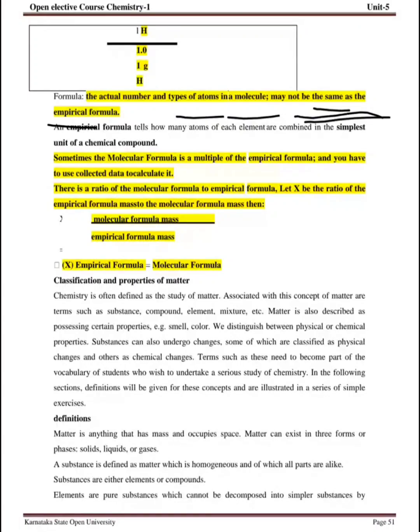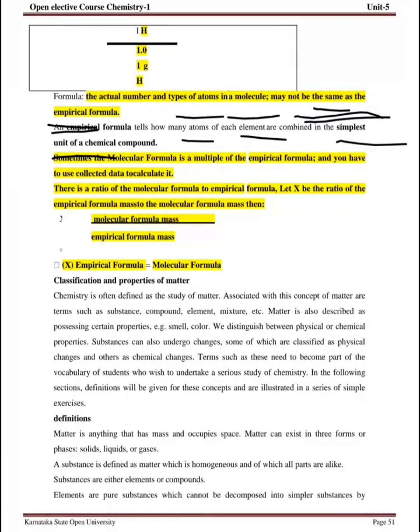So here the empirical formula tells how many atoms of each element are combined in the simplest unit of a chemical compound. The major difference between the empirical formula and molecular formula is that in the molecular formula, you are going to have the exact atomic number, valency, everything. But in the empirical formula, you just represent the atoms present in that. That is the major difference.